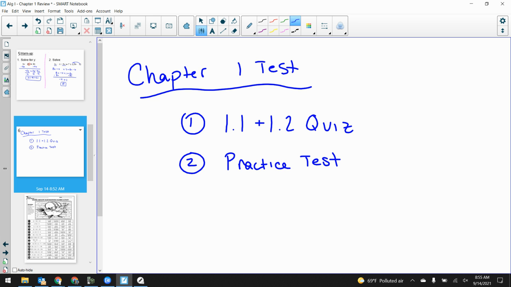It's 8:55, the bell rings at 9:17. I'm giving you plenty of time to work on this. Half the period. Use your time wisely.